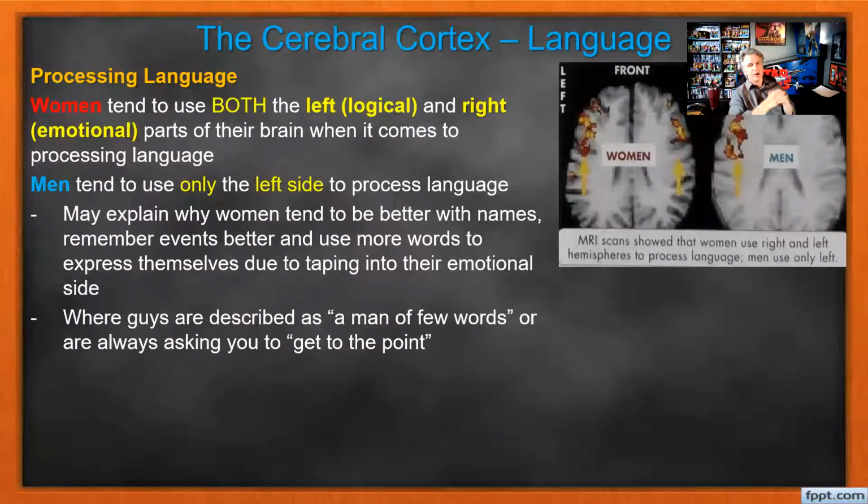Now, when it comes to processing language, women tend to use both the left side as well as the right parts of the brain when it comes to processing language. It's a little bit more of both brain.